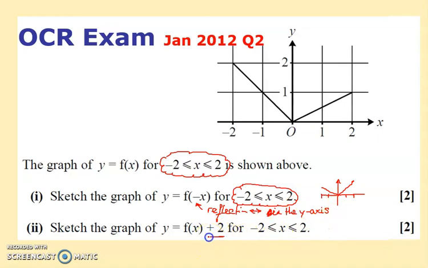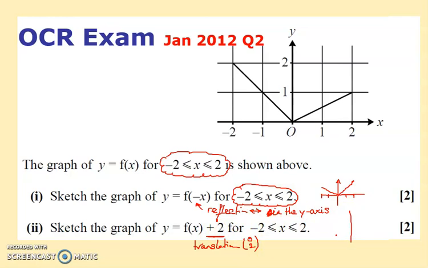The second one says sketch a graph of f of x plus 2. Well, notice the plus 2 isn't in the brackets, it's outside the bracket. This is a translation, and it's by the vector. It doesn't go left and right at all, it goes 2 up. Notice it says plus 2 and I've written plus 2. Because it's outside the bracket, it does what it says it should.